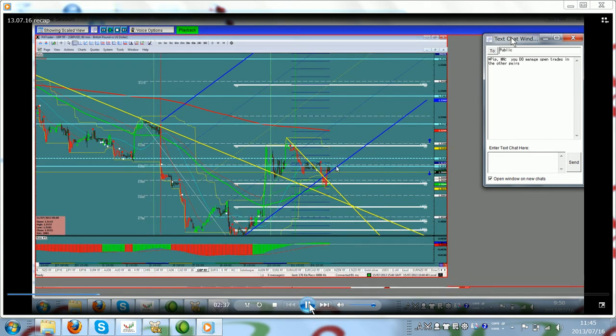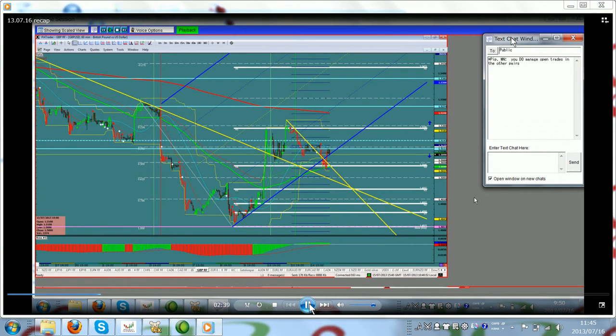Now, this could still be a break to the downside. And if it does break to the downside, you'll have to take this support out. If it comes back down here, takes this support out, breaks here, then we're looking to come down to probably this top right here.